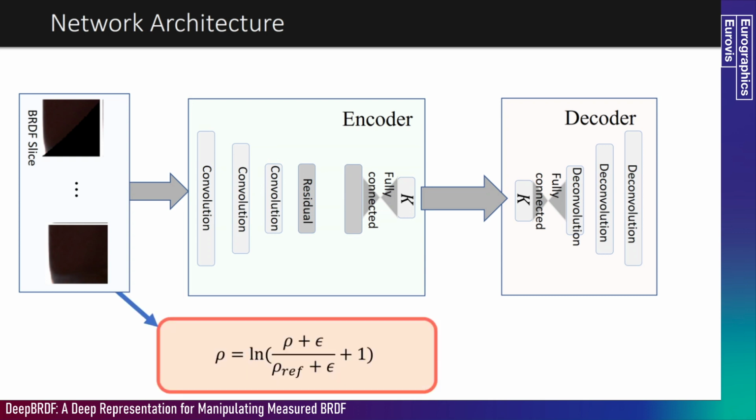We know that raw BRDF data usually contain high dynamic range information. This means the magnitudes of input values can be arbitrarily high, which causes problems for most CNNs. We use this formula to compress the HDR data.